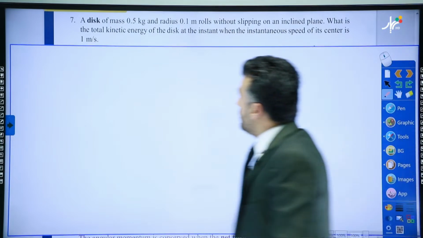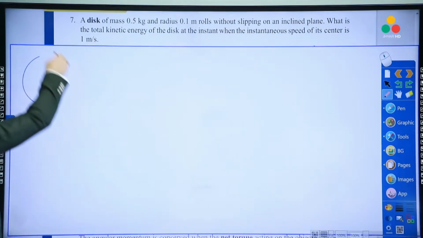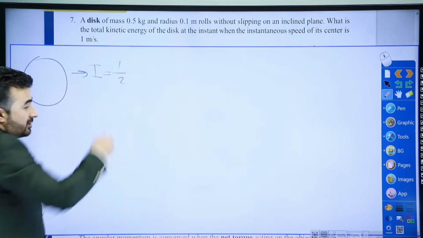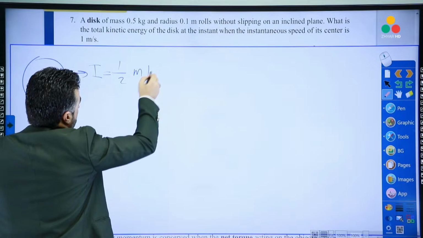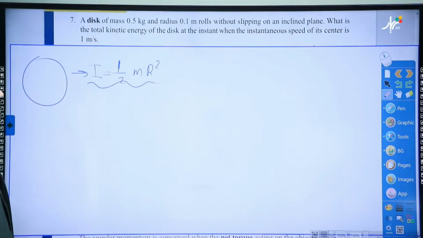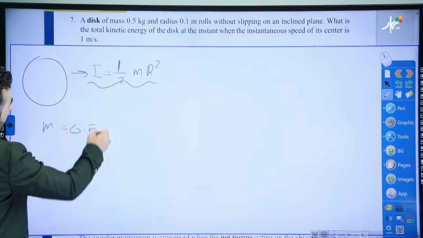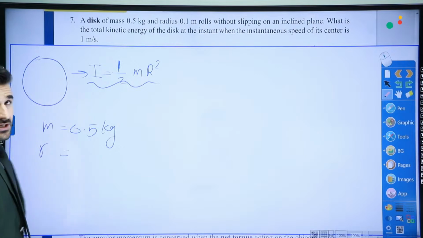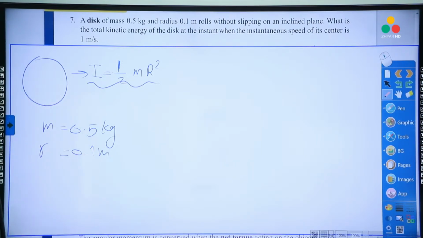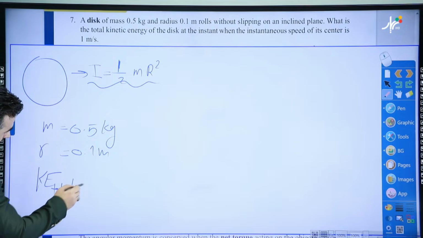All right, so it says a disk. So remember, whenever it says a disk, you'll have to think of moment of inertia of a disk. Yeah? Moment of inertia of a disk is going to be 1/2 times mass times the radius squared. Okay, keep this in mind because we're going to need this. So we have the mass, which is 0.5 kilogram, right? And the radius of this is 0.1 meter. Without slipping, of course, find the total kinetic energy.